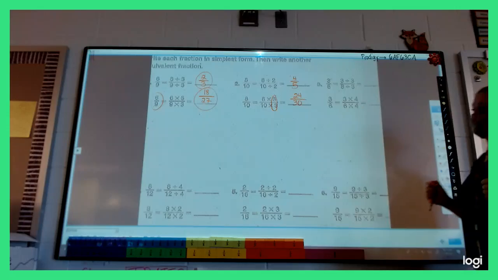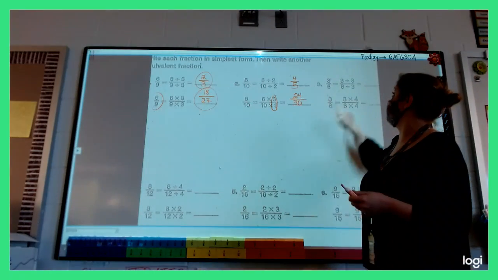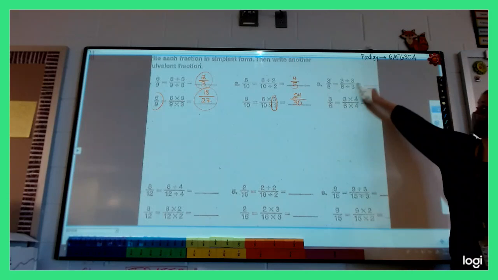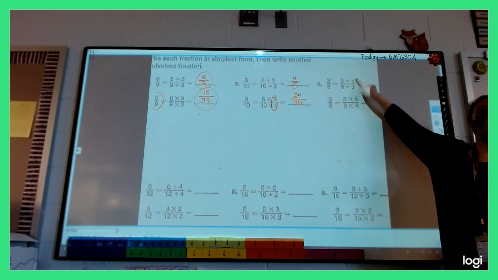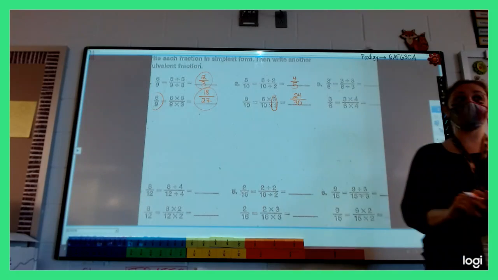Okay. We're going to do one more of these as an example. But these aren't too bad because they're giving you all your numbers, right? And I think the hardest part of reducing is figuring out what number to divide by. So let's do one more of these and then we'll try something a bit harder.